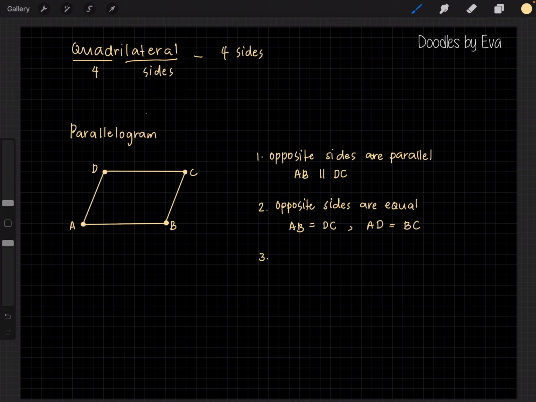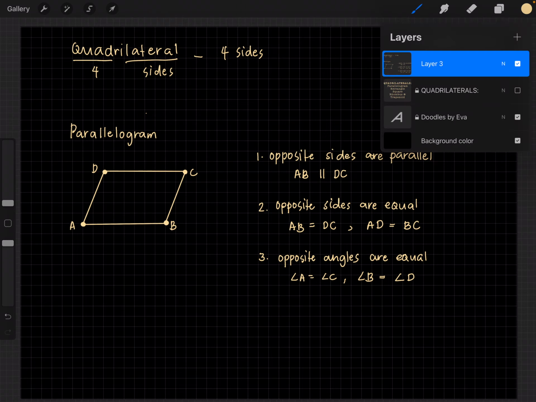Another property of a parallelogram is its opposite angles are equal. Meaning, angle A is equal to angle C, and then angle B is equal to angle D. So the opposite angles are equal. Now, let's move on to the next quadrilateral, which is the rectangle.